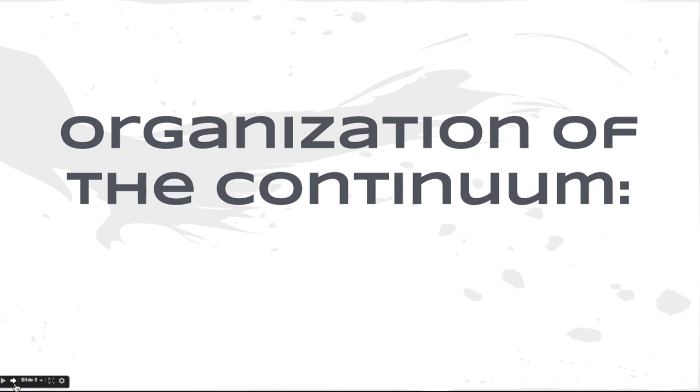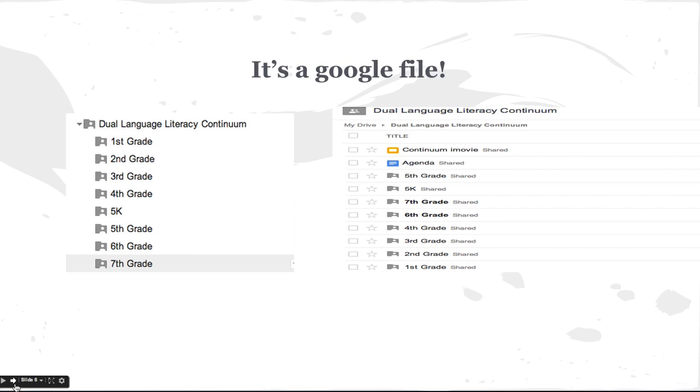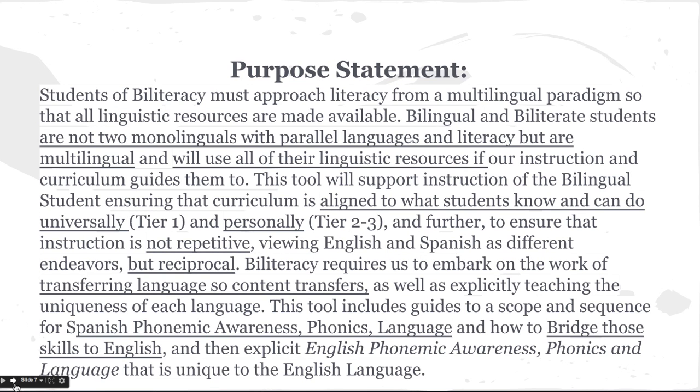The continuum is organized by grade level, by month, and by week as a tool to guide Common Core State Standard aligned instruction for biliteracy. Let's take a closer look at the contents. All of the contents will be stored in your Google Drive. Each grade level begins with a purpose statement that is critical to address how and why to use this tool. Revisit this purpose statement in your work with your grade level and cross-grade level colleagues.